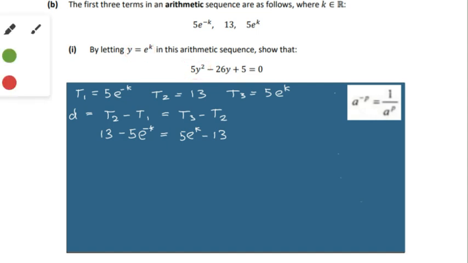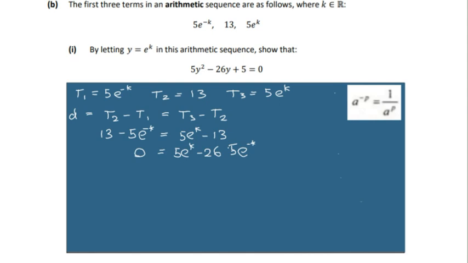So let's bring everything to one side, as we always do when we're solving. So put a 0 here and bring everything over. So we get 5e to the power of k minus 13, and that would be a minus 26. Okay, and then we have a plus e to the minus k, and we have a 5 with that as well. Alright, so that's very close now to the format above.